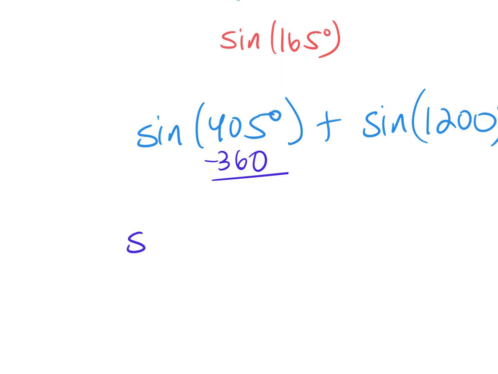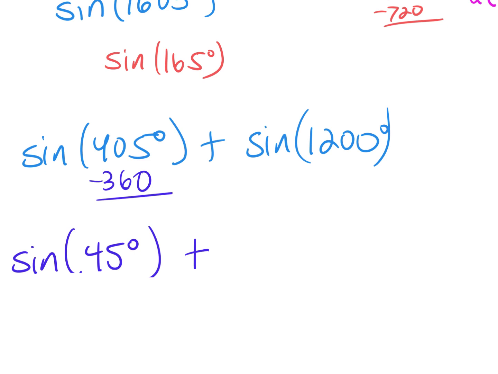If I subtract a circle, I have the sine of what? What's 405 minus 360? 45 degrees. Okay, great. Then I have plus, well, I don't know where 1200 is, so let's subtract 2 circles because I know it's bigger than 2. I got 480. Subtract another circle because it's still bigger. And I got 120, so sine of 120.